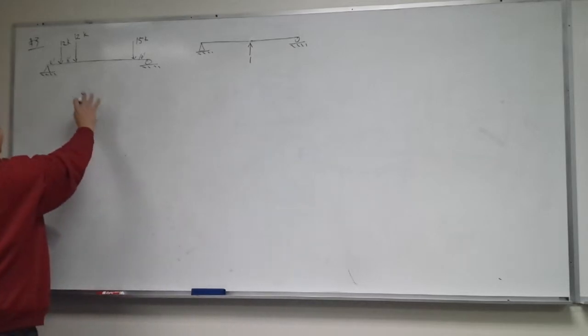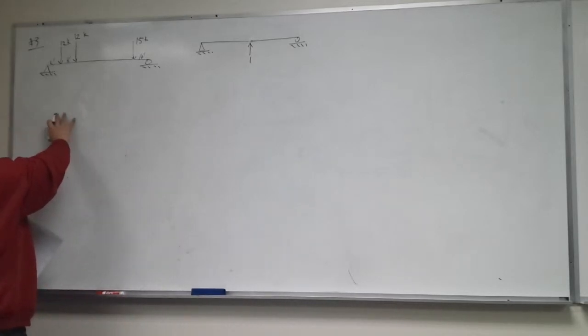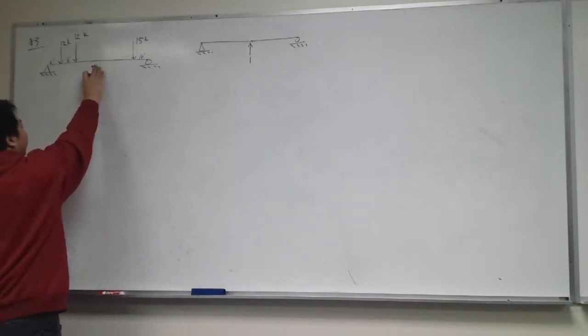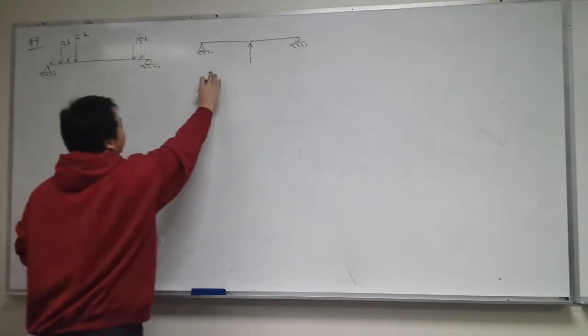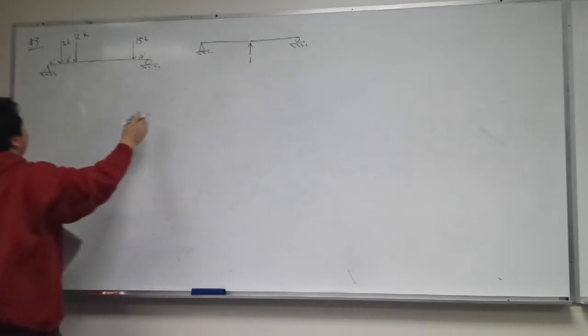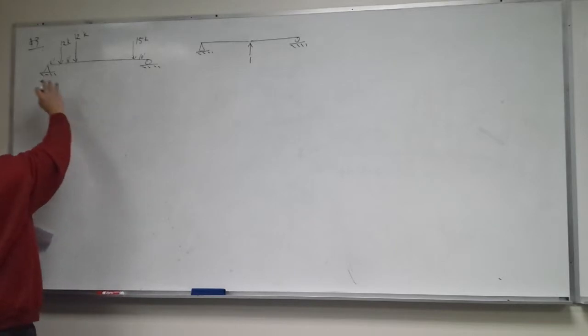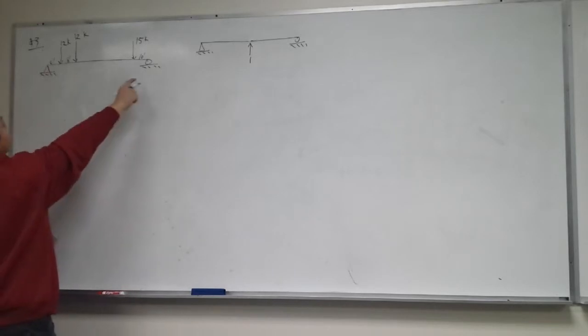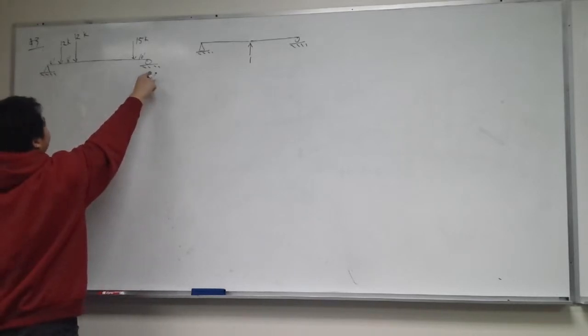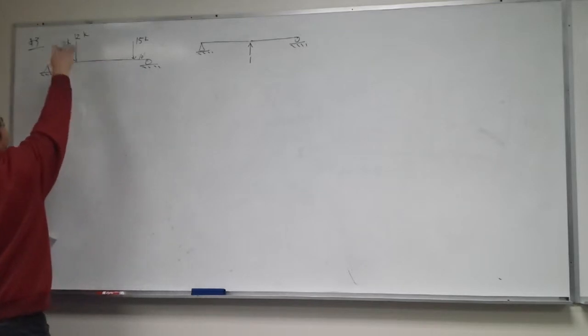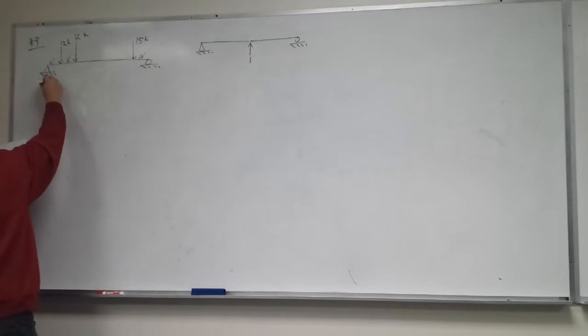So for this one, after that, first step, you pick a redundant, and then for unit load, you just put it back. Second step, find the reactions. You take a moment at this point, you can find the y-axis at this point, and then you just take the sum of the y-axis to find this reaction.